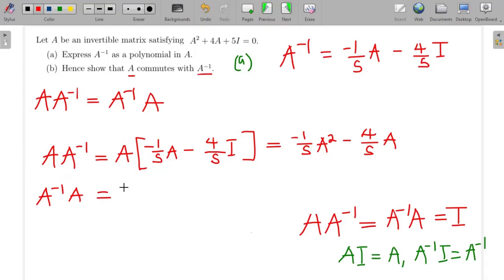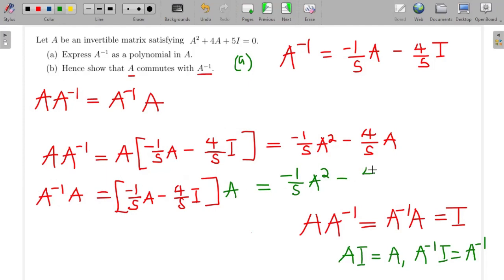Okay, so again, I'll just replace the A inverse with minus 1 over 5A minus 4 over 5 identity, and then multiply by the A, which is outside there. So this will just be equals to, I just distribute this A inside there. So it will be minus 1 over 5A squared minus 4 over 5 A multiplied by the identity. I just get what? A.